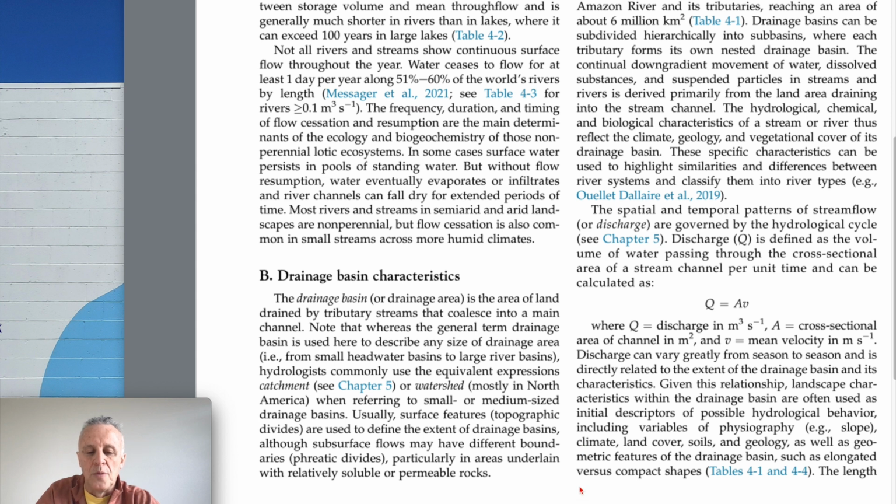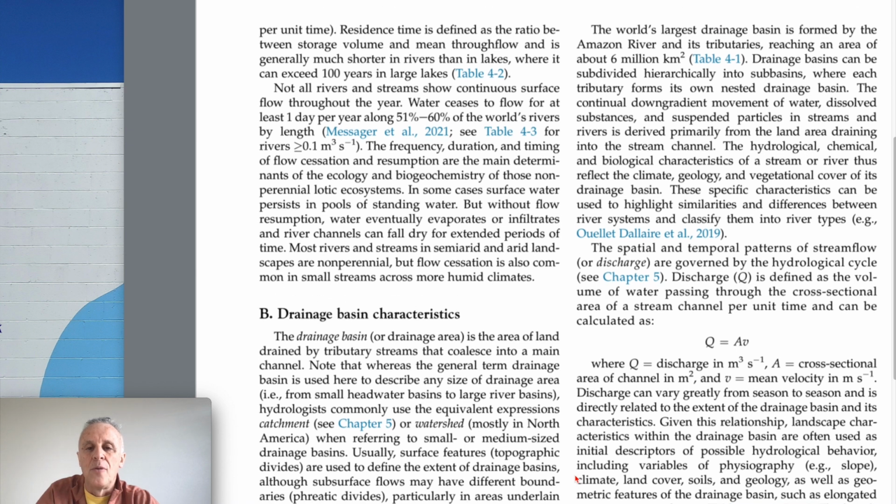Usually surface features, topographic divides, are used to define the extent of drainage basins, although subsurface flows may have different boundaries, phreatic divides, particularly in areas underlain with relatively soluble or permeable rocks, such as karst. The world's largest drainage basin is formed by the Amazon River and its tributaries, reaching an area of about 6 million kilometers squared. Drainage basins can be subdivided hierarchically into subbasins where each tributary forms its own nested drainage basin.